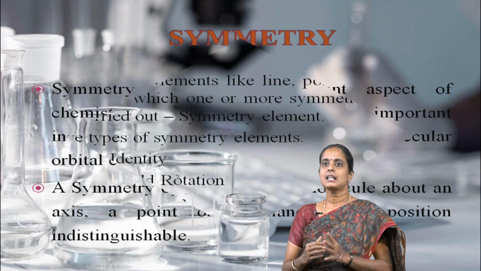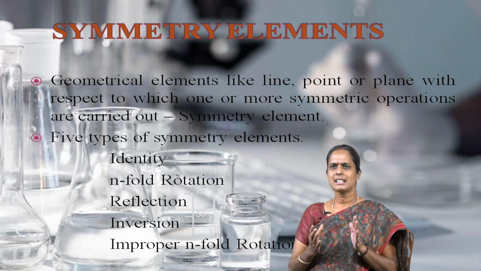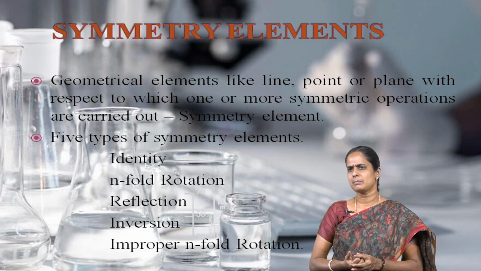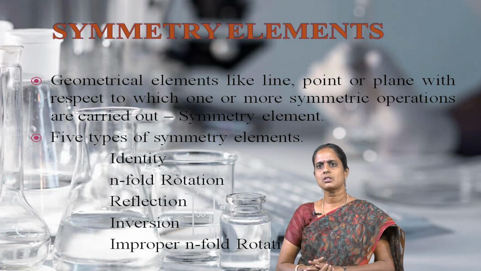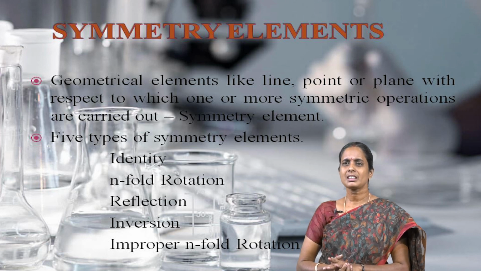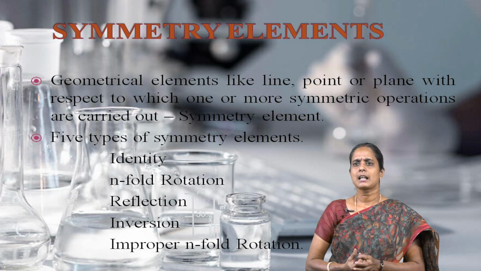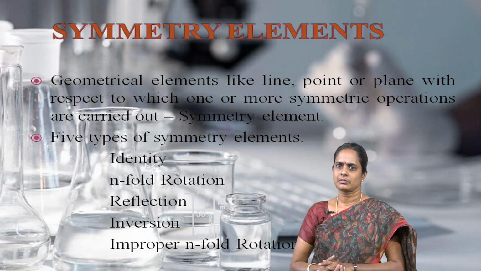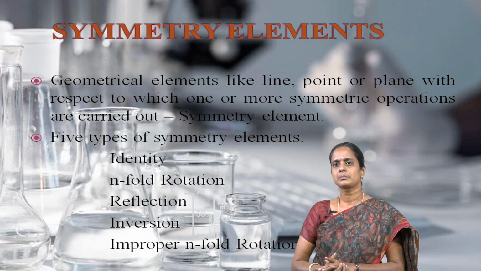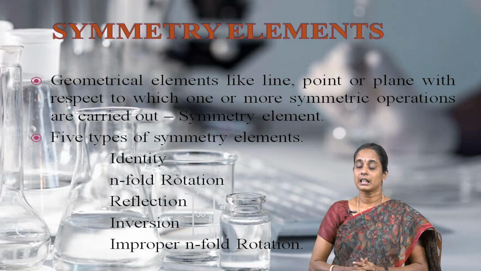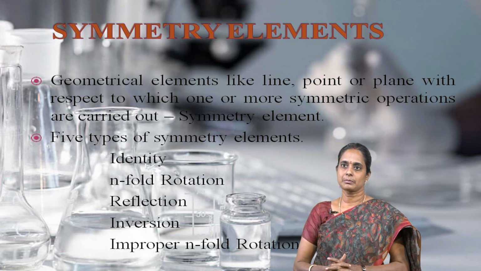Symmetry elements play a main role in group theory. These are geometrical elements with respect to which one or more symmetry operations are carried out. Symmetry elements can be described in 5 types: identity, n-fold rotation, reflection, inversion and improper n-fold rotation.